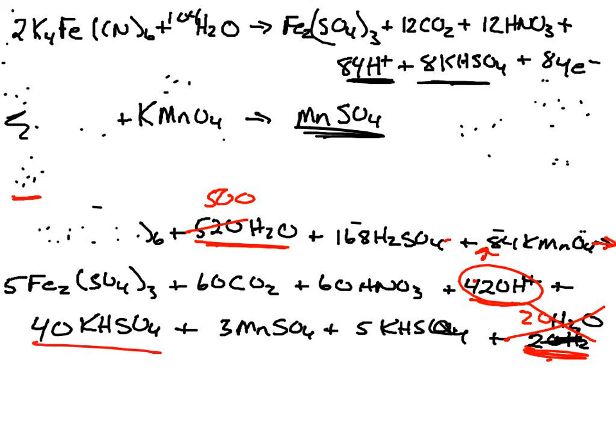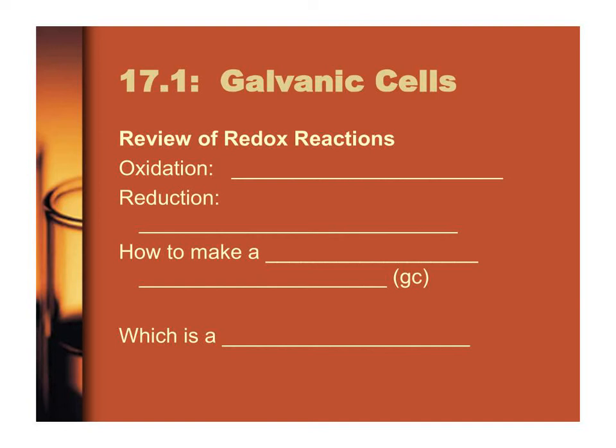Oh, I got KHSO4 here and here, so that's the same thing. So I can just do 40 plus 5. So there's your answer. How ugly is that? Whew. If you can do that, you're really good. You've got it all figured out. So now let's talk about this.